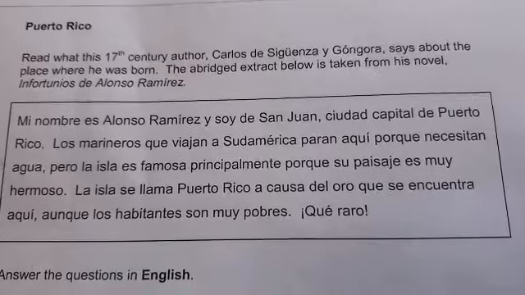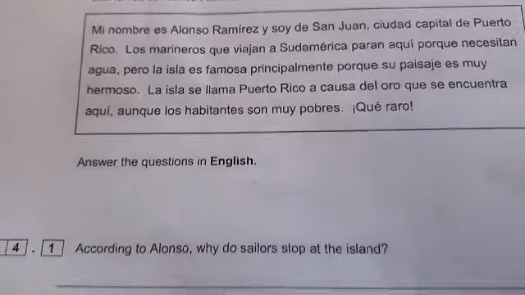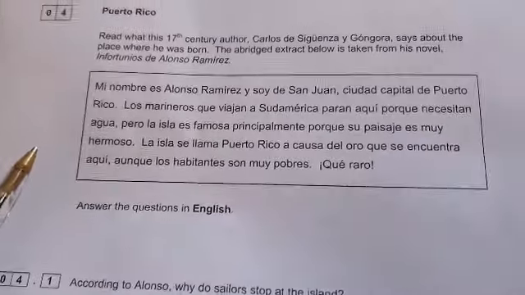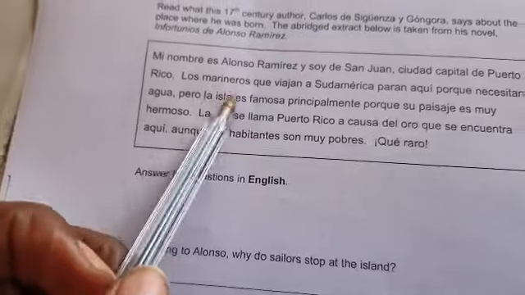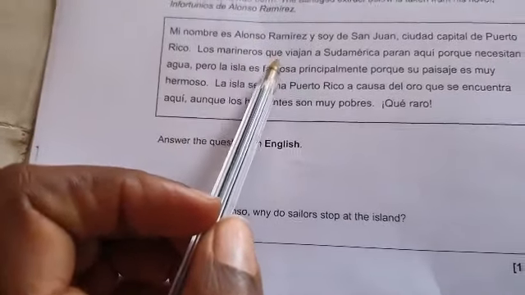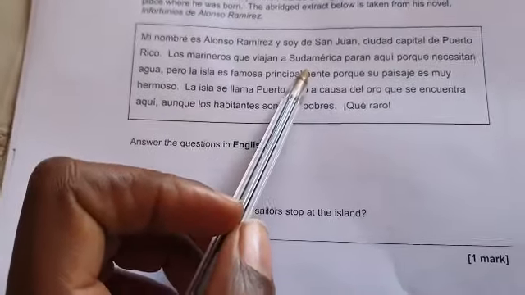¡Qué raro! So, you have to answer again in English. The first question is, according to Alonso, why do sailors stop at the island? So, sailor, word for sailor is marineros, viajan a Sudamérica. And we're going to look for why do they stop.